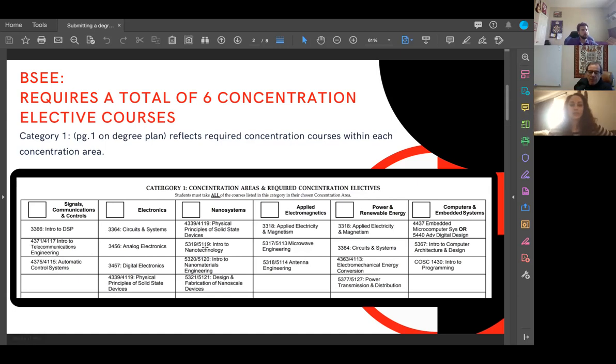Okay, so it ranges differently with each concentration area. So for signals, those are 2 labs that satisfy your elective labs. Either a 1 credit hour class or a 4 credit hour class can be used as a lab. Okay, so these are required.